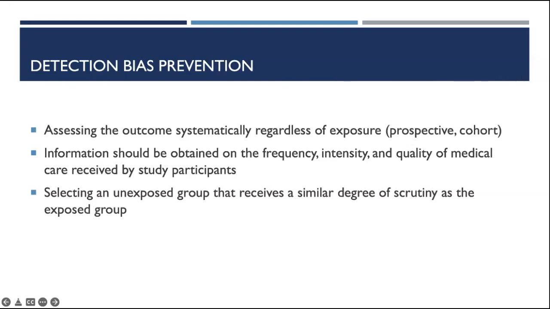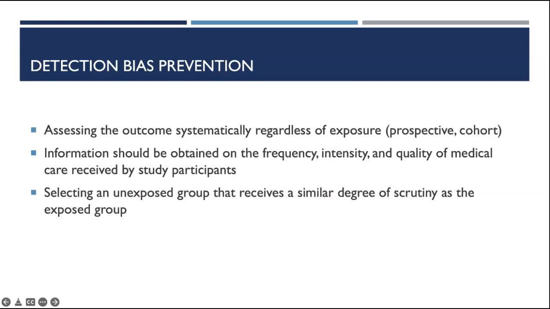This bias is primarily an issue in cohort studies. It can occur if the exposed individuals undergo a more thorough examination than the unexposed individuals. It can also be an issue in case control studies, but we're not going to get into that in this class. What you can do is to assess the outcome systematically, regardless of their exposure status. You can gather information on the frequency, intensity, and quality of medical care received by study participants. So you can essentially look to see if there's a difference across those.